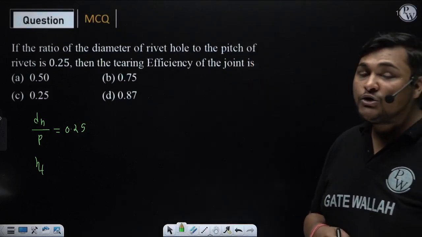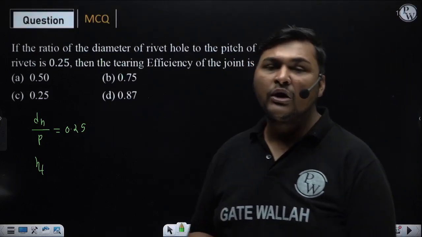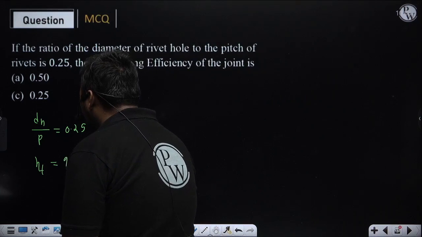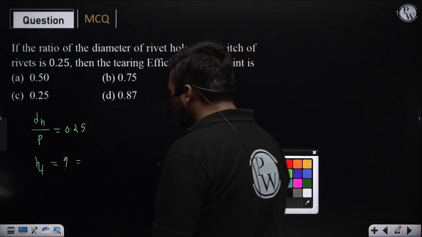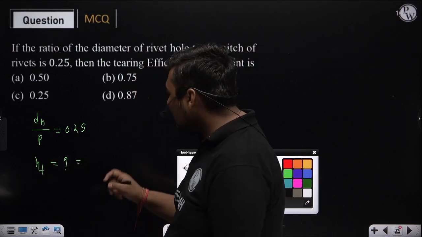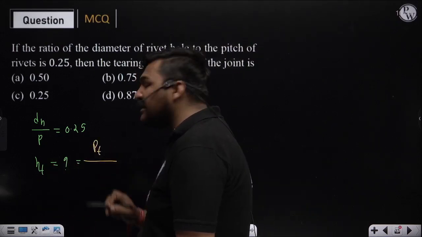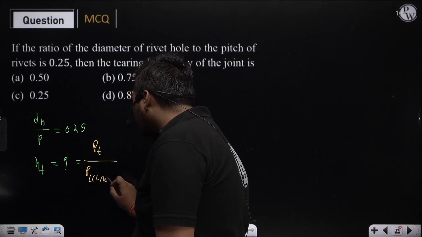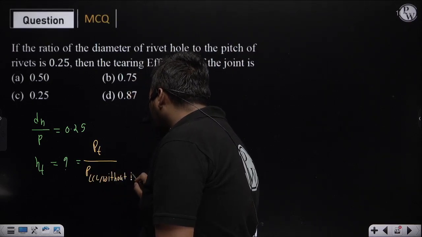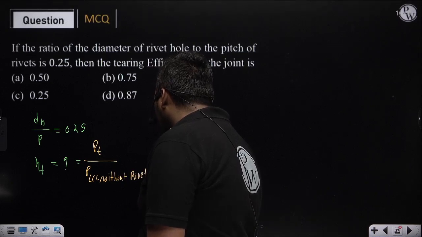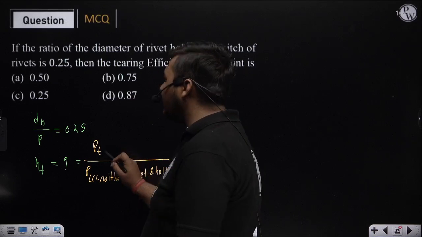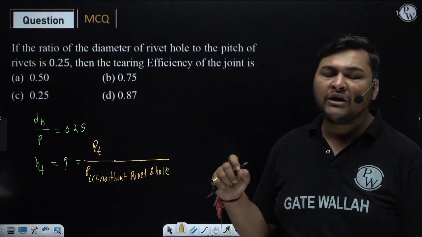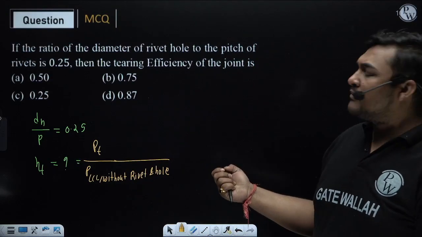Now here the number of rivets in each row is not given, so to calculate this efficiency we will use the concept of per pitch length load carrying capacity. The formula for tearing efficiency: in the numerator we take the tearing load carrying capacity, that is Pt, and in the denominator we take the load carrying capacity without rivet and hole. Since we are calculating tearing efficiency, the upper term is the tearing load carrying capacity, and the lower term will always be the load carrying capacity without rivet and hole.